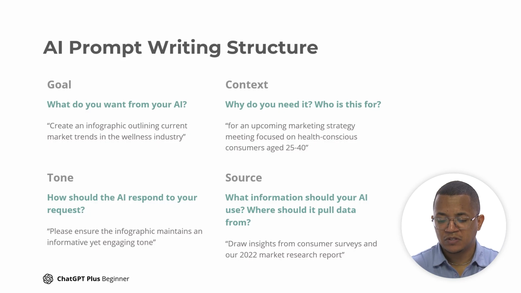And then last but not least is source, which answers the question, what information should your AI utilize in its response? And more importantly, where should it pull its data from? Oftentimes when it comes to AI responses, there's a lot of concern when it comes to bias, when it comes to misinformation. One of the ways to mitigate that is to make sure that you're inputting clean data into your AI and telling it to pull its results from it.